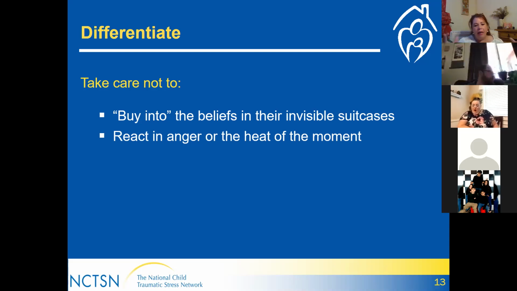But it's important, again, that we're that emotional container for the kids, that we're not allowing them to make us lose our cool. Just because they're losing their cool and they're having a temper tantrum doesn't mean we as the adult would do that as well. And sometimes we need to step away.